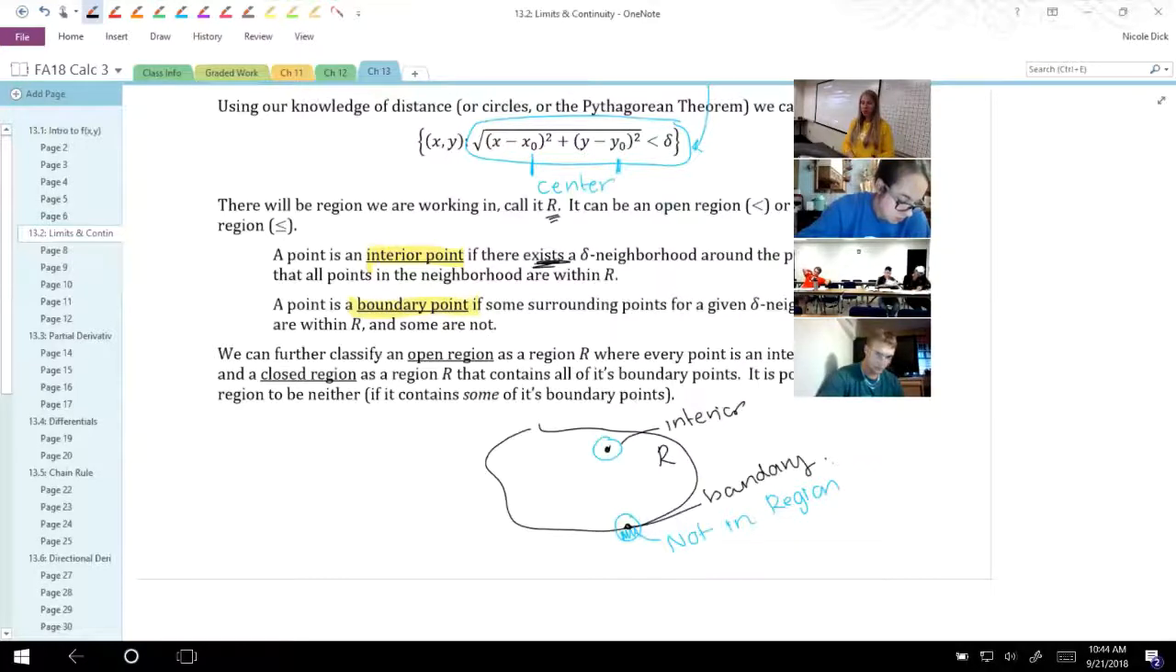Whereas if you have a closed region, you're going to have those boundary points, and all those boundary points are contained within it too. So we're not going to see those terms a whole lot, but if it mentions interior and boundary points, they pretty much are what they sound like. There's no real tricky definition to them.